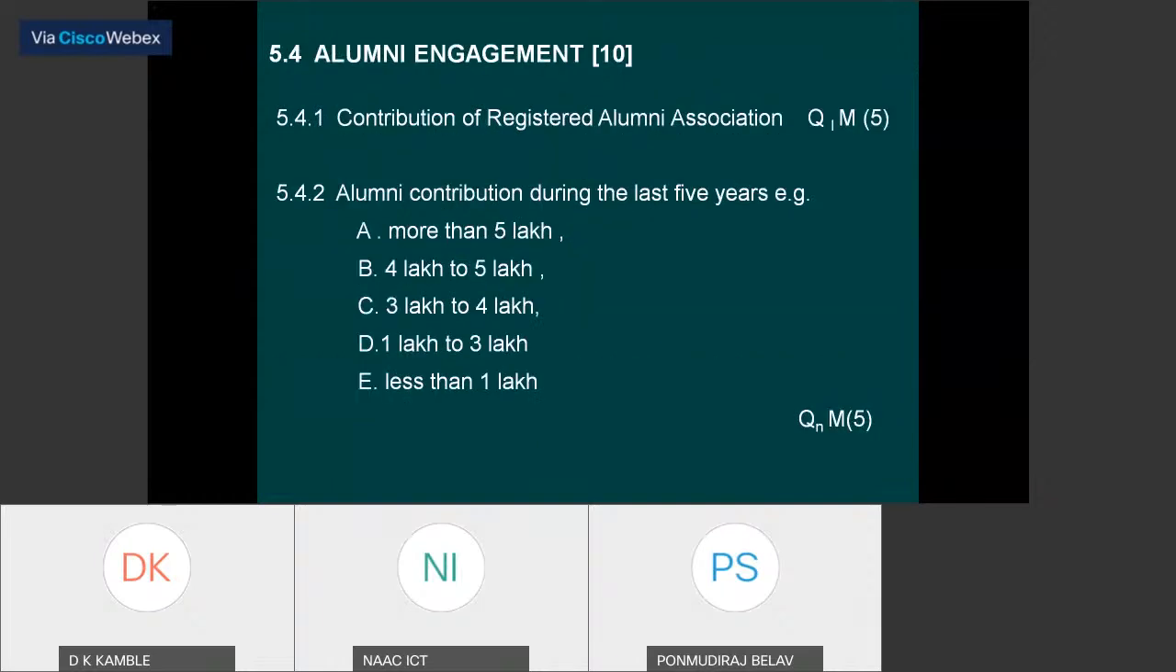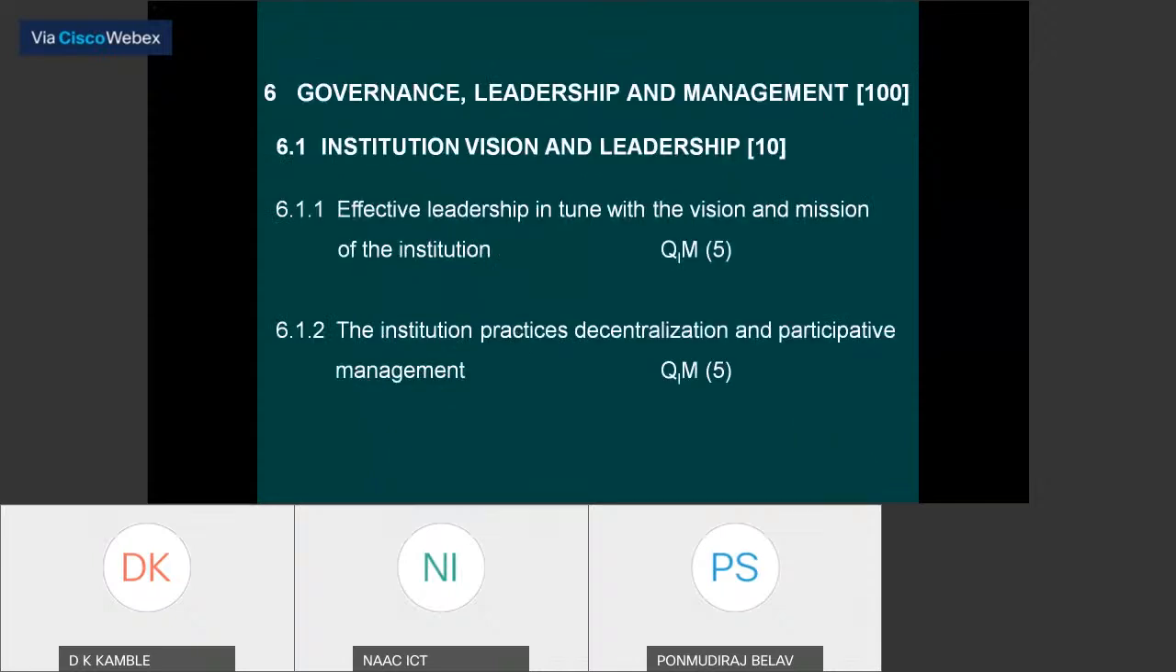Then alumni engagements. Regarding alumni, the institution first has to register the alumni association in the sub-register office, government. After that, for alumni contributions, the institution has to open a separate account for alumni in the bank, and it should be audited yearly. Every year that account should be audited by a CA. That record is required. Then criteria 6, governance, leadership, management, has not much that is quantitative.